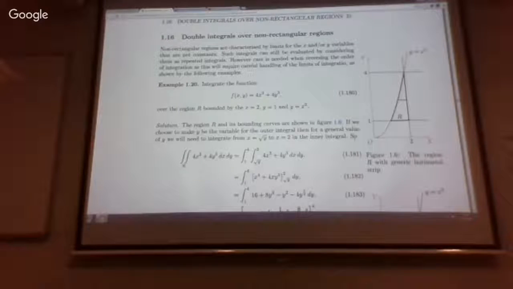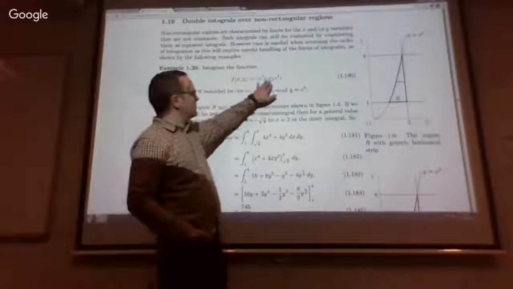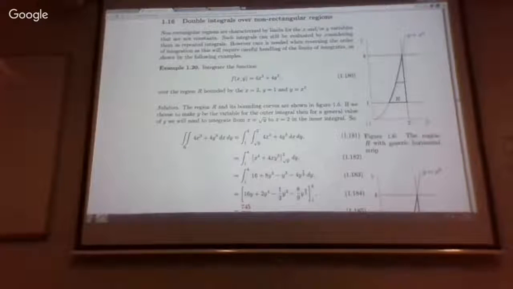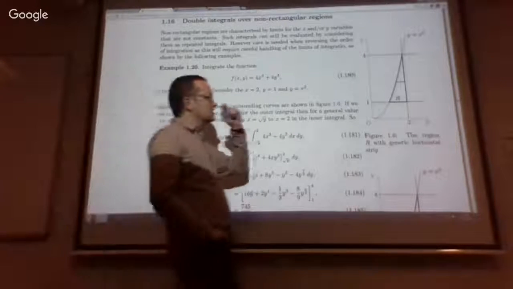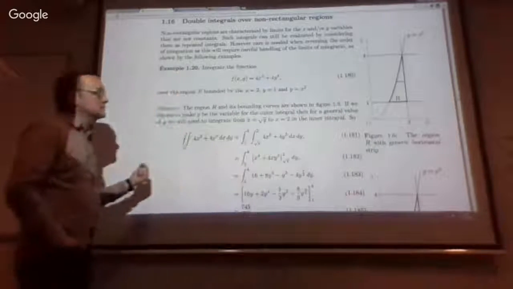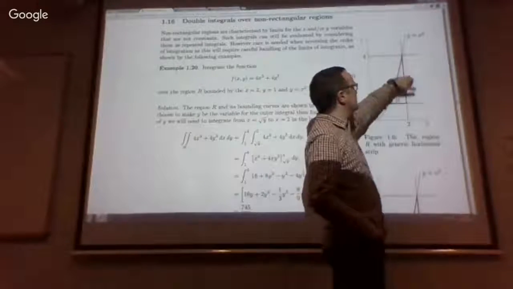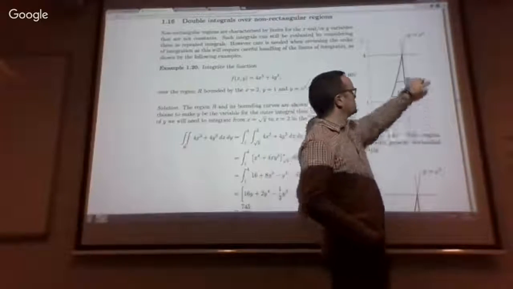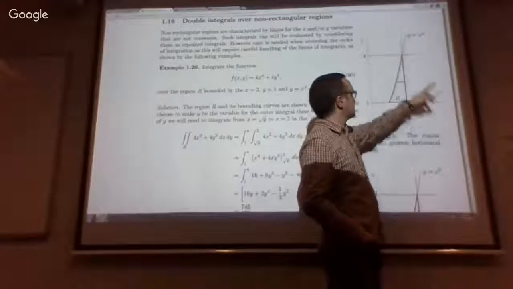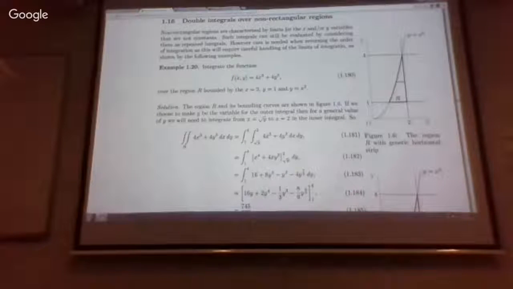So just to remind you, some of the basic setting. In this example, we had a function of two variables x and y. We were given some region in the plane to integrate it over, this region R, and this region R was described as the region bounded by these three boundary curves, y equals 1, x equals 2, and y equals x squared, this kind of curved side. So it's almost a triangle, but not quite. The hypotenuse side is a curve.